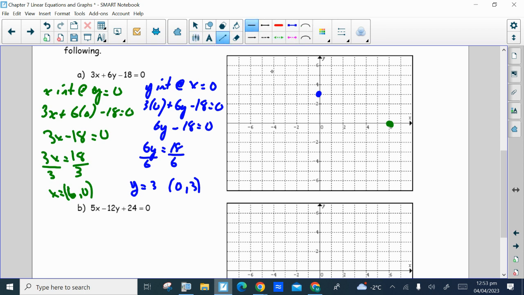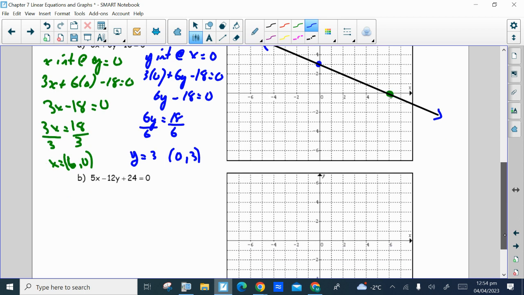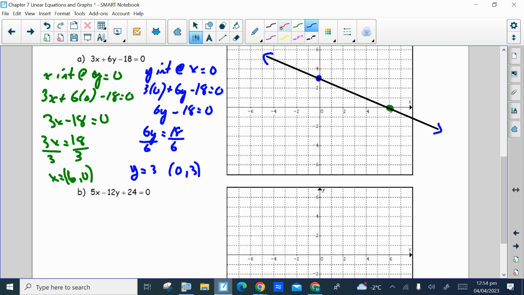Again, you only need 2 points to draw a line. So you can draw a line through those 2 points, and we have our line. Remember, lines always have arrows on both ends because they continue in those same directions forever. The x-intercept is always where y is 0. The y-intercept is always where x equals 0.